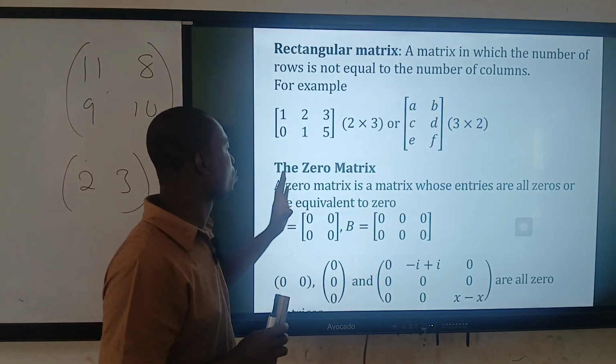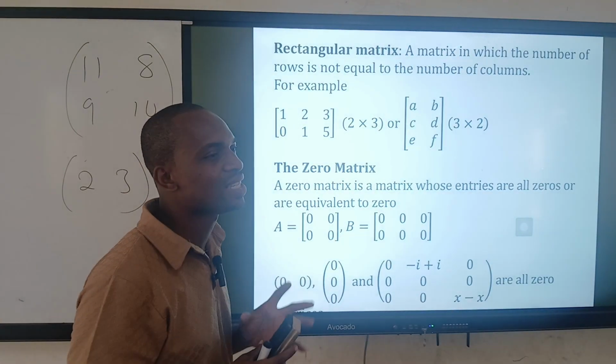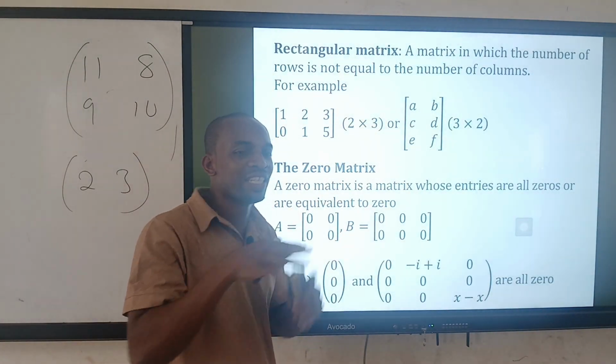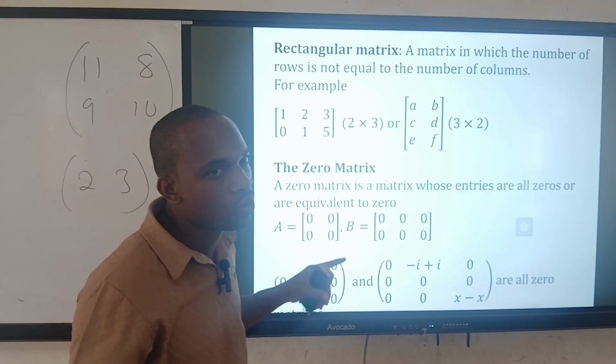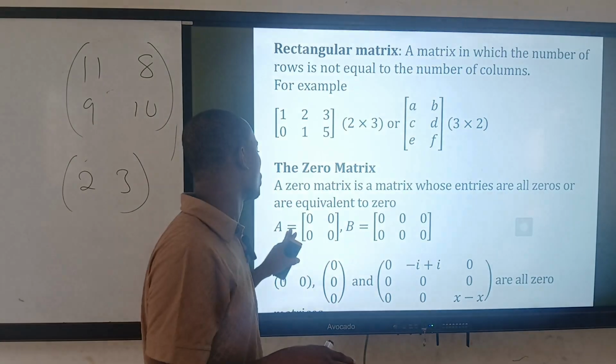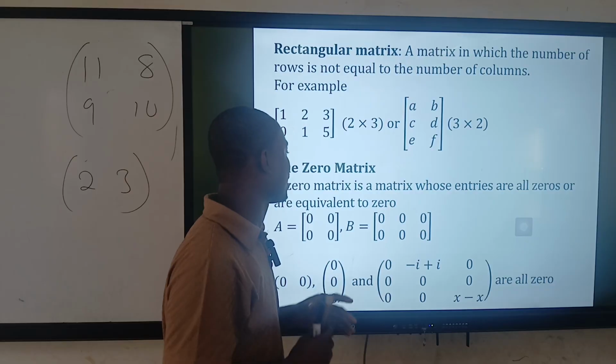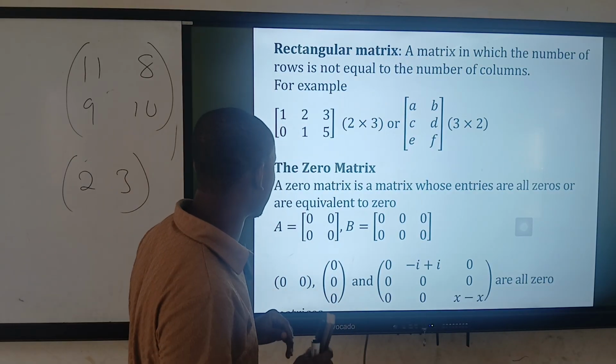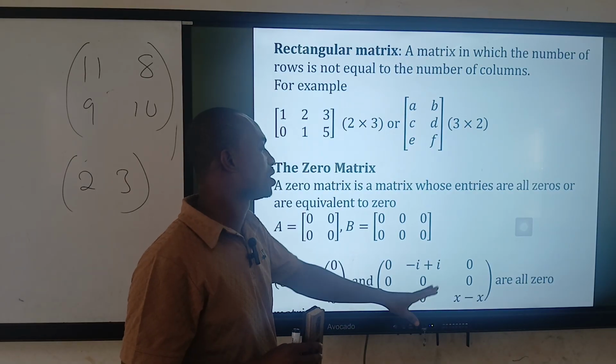We have a zero matrix. When you're talking about a zero matrix, it means that the elements in the brackets are all 0. Okay, they are all 0. So A is a typical example of zero matrix, and then we have this one too, is a zero matrix.